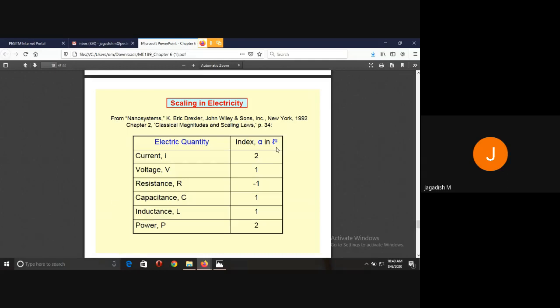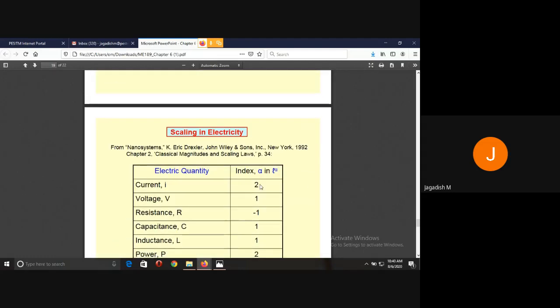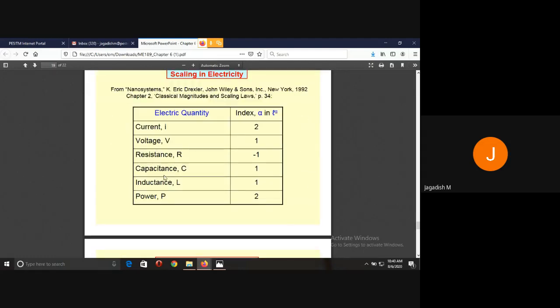So the current, it is L to the power, this is the index, alpha index, it is L squared. Voltage, it is L to the power 1. Resistance, as we have observed here, it is L to the power minus 1. So the index is minus 1. Capacitance is L to the power 1. Inductance is L to the power 1. Power is L to the power 2. This table you are required to memorize.